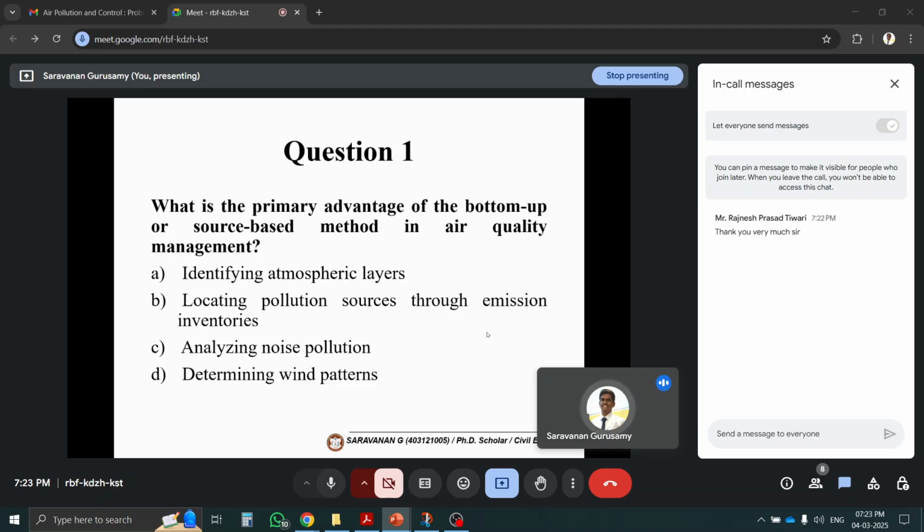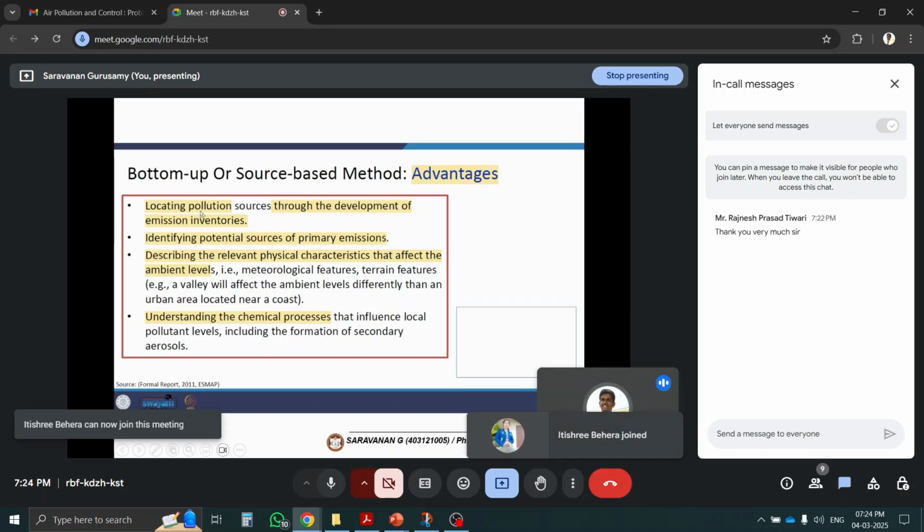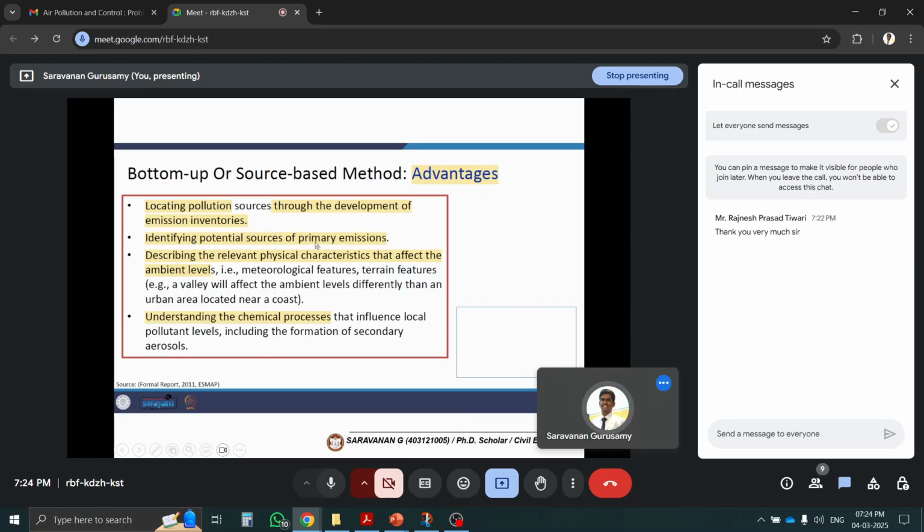So what's the advantage? The source based method will first go to the source and it will get the pollution level. So it will locate the pollution source through emission inventories. That's the primary advantage of the bottom up approach. That's what we had seen, right? Yeah. So this is the advantage of the bottom up or source based approach. They locate pollution through development of emission inventories, and they identify the potential source easily through the primary emissions.